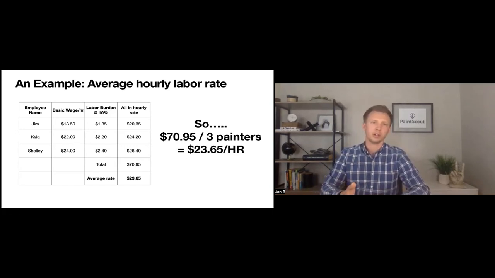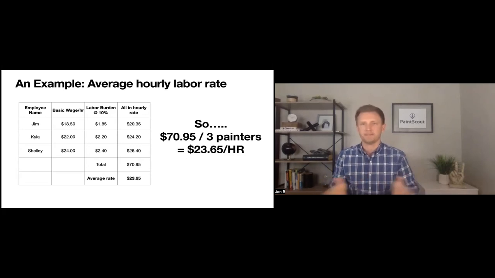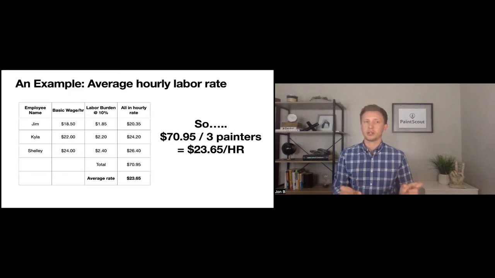You can see a labor burden of 10%. That number of 10% is a random number. It's going to change depending on the state or the province that you're in, and you need to know that number. You can ask your accountant. You may already know that number. Once you figure those 2 rates out, your basic hourly rate and your labor burden, we're going to add those together for an all-in hourly rate.